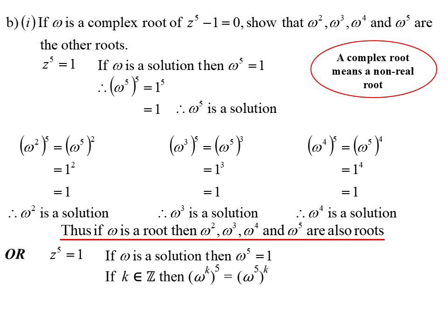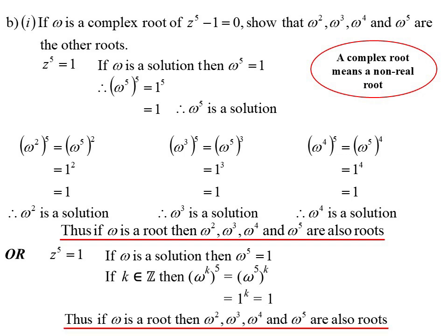I could always rewrite that to be omega to the power of 5 to the power of k, which becomes 1 to the power of k. Well, 1 to the power of anything is 1. Now, actually, not only is omega squared a solution, cubed, 4, 5, any power at all will always be a solution to this equation. It's just we only picked 5 of them because it was a pentic equation. I only wanted 5 solutions. But all the others would be solutions as well.